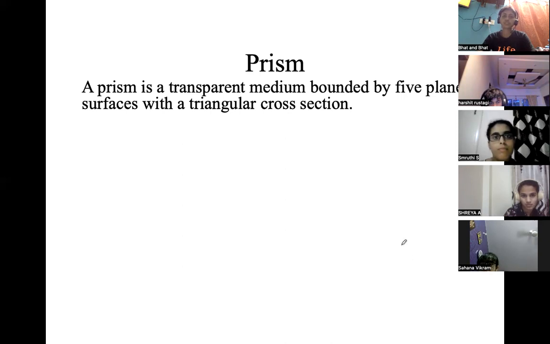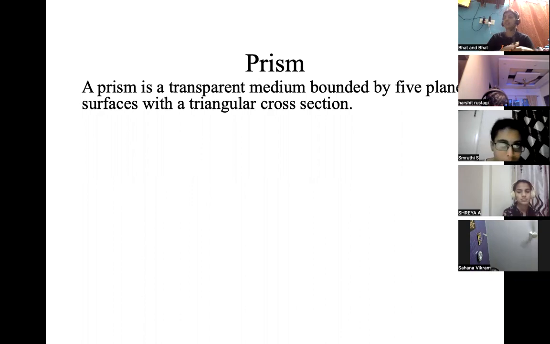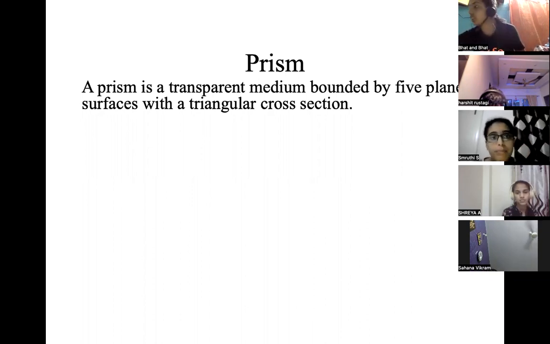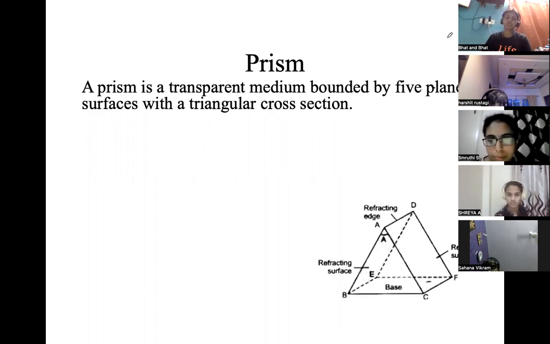So what is a prism? It is a transparent medium which is bound by 5 plane surfaces with a triangular cross section. So it will have 5 plane surfaces, like 5 triangular shaped surfaces you will take and attach them. Okay, understood, right? So it will be like this. Triangular surfaces are taken and they are fixed together.